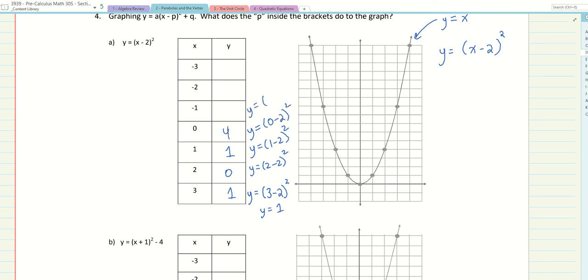Y is equal to, let's plug in negative 1. Negative 1 subtract 2 is negative 3. And if you square that, you get 9. Okay? Let's do one more. Y is equal to negative 2 minus 2. That's negative 4. Square it, you get 16. Okay? Let's throw in a 4 here. So if I plug in 4 and subtract 2, I get 2 squared is 4.